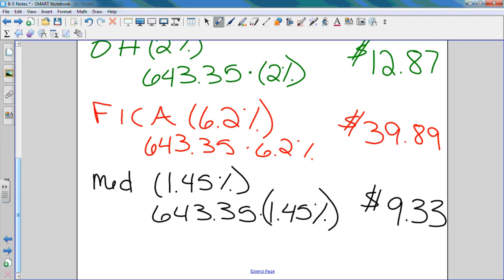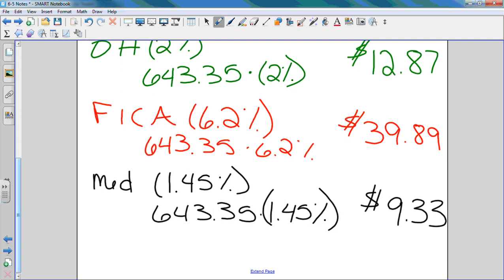Now, that's the minimum that's going to come out. Those four things always come out: federal, state, Social Security, and Medicare. Sometimes, depending on what state you live in, you pay state disability, but we're not going to pay that for this one. 401k, if you have a retirement account. And if you have a savings account, savings.